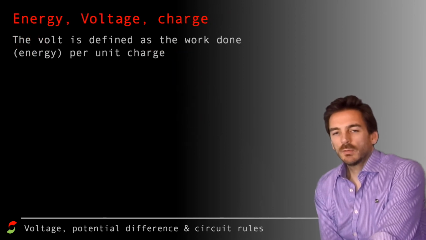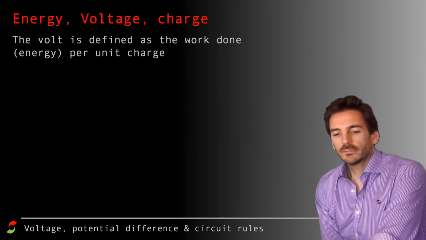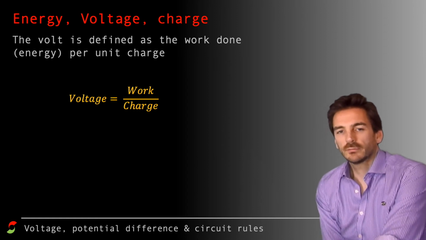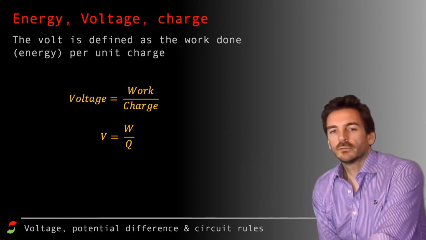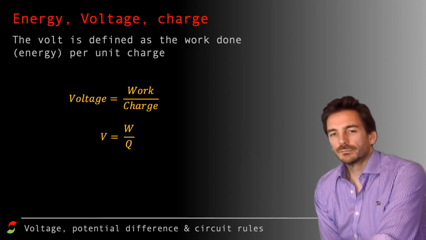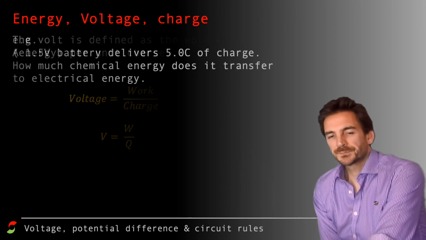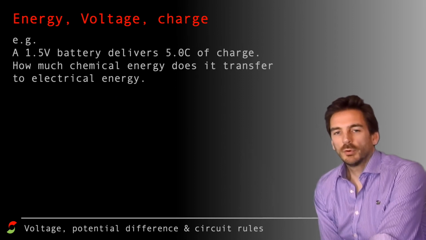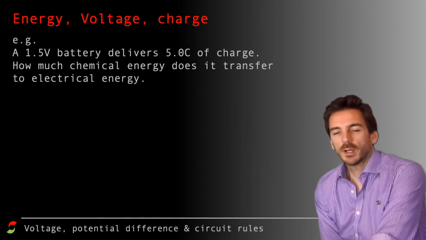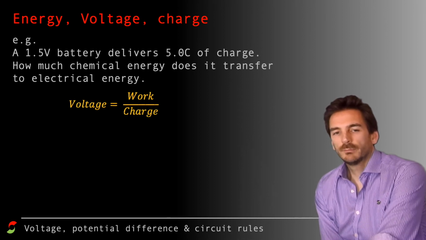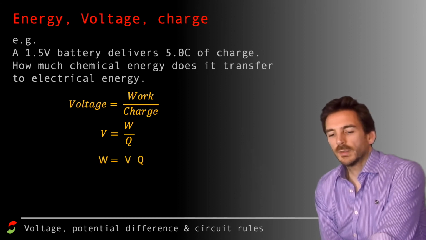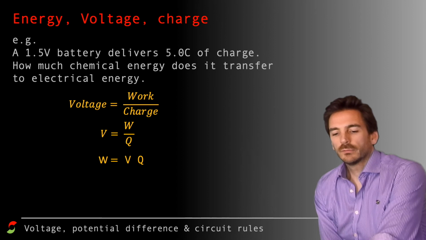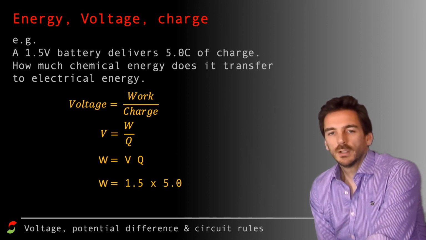So if we look at the equation that we're going to look at here, it's going to be linked to the definition. So that's work done per unit charge. And that means we've got an equation of work over charge, or W over Q. So if we look at this question here, we can see that we've got a 1.5 volt battery, 5 coulombs of charge. I'm going to work out how much work is done by the power supply. So there's our equation. Those are our symbols. We're going to rearrange it so that we've got W equals VQ. And that means we've got 1.5 times 5 for our answer.